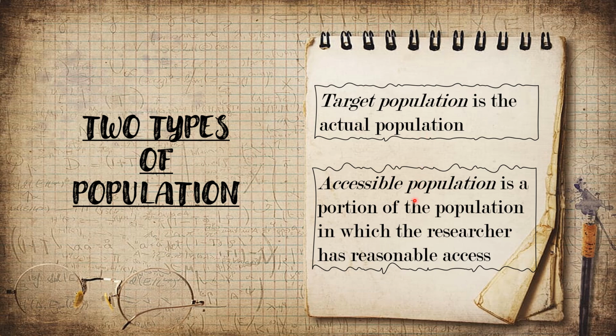While accessible population is a portion of the population to which the researcher has reasonable access. Example, all senior high school students enrolled in the ABM strand at Bataan National High School. So, for the researcher, it is accessible to get the population of all senior high school students enrolled in Bataan National High School instead of all senior high school students enrolled in the ABM strand in the division of Bataan.